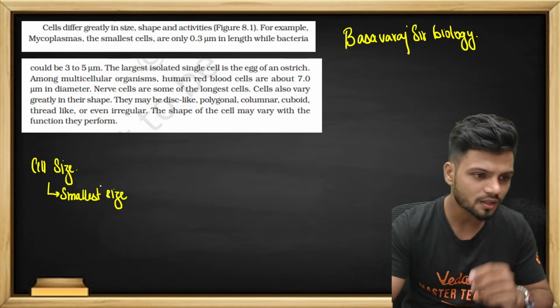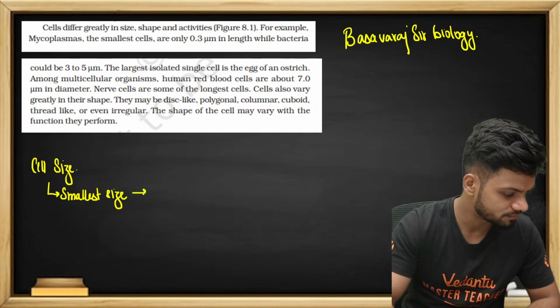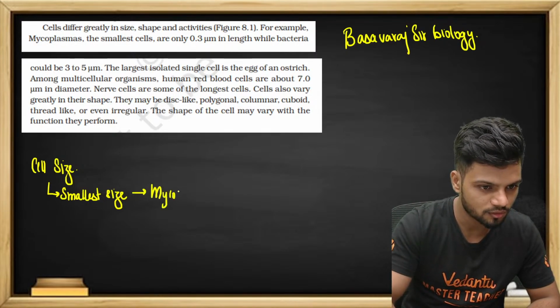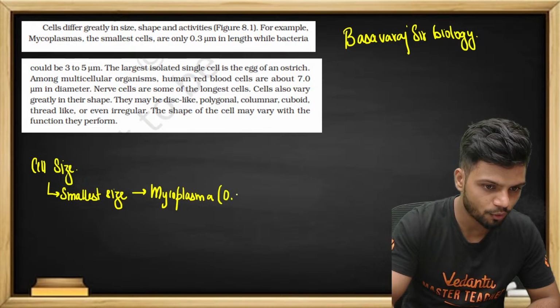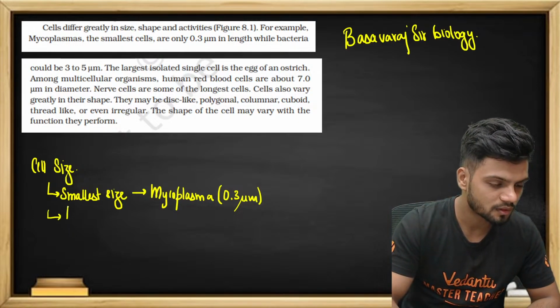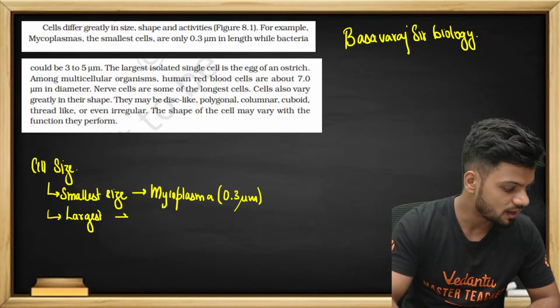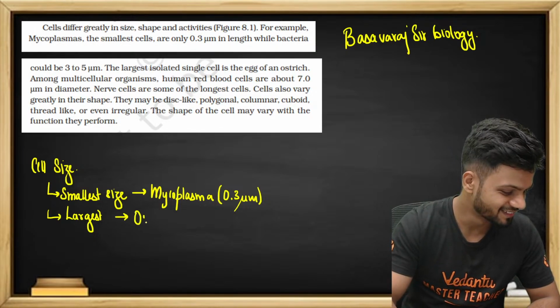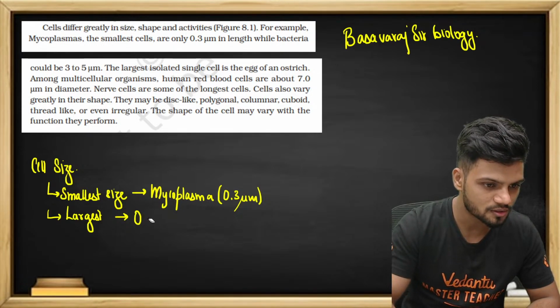Okay. Now, tell me the smallest size. That is going to be the mycoplasma. That is roughly around 0.3 micrometer. Now tell me the largest. Largest cell. The largest cell is going to be the ostrich egg.